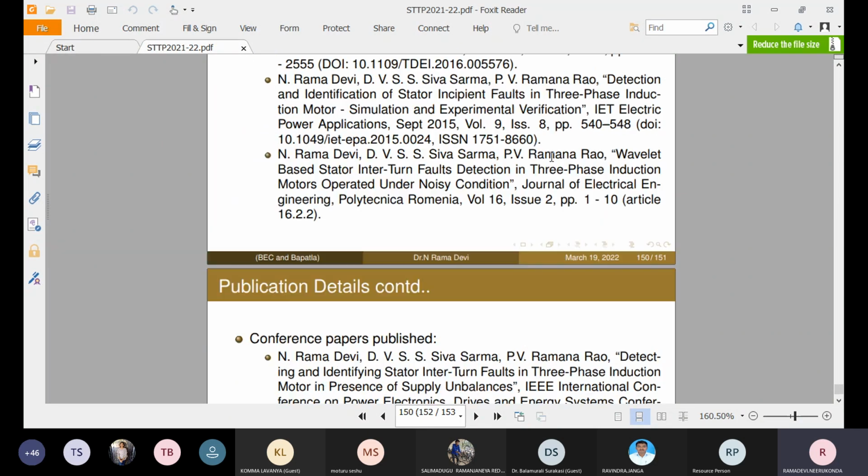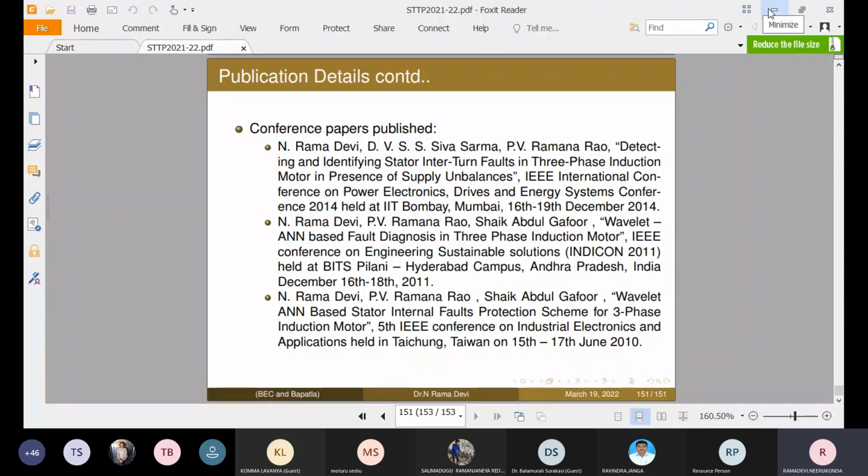So these are the details of publications regarding this presentation of work. And now I will show some simulations of the model for measuring the impedances and creating faults on the three-phase induction motor with the help of high frequency distributed models.